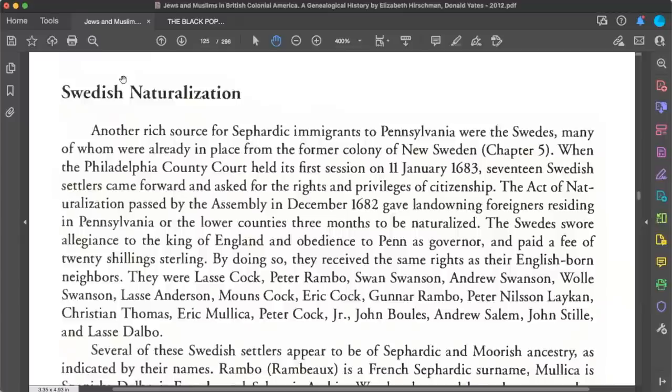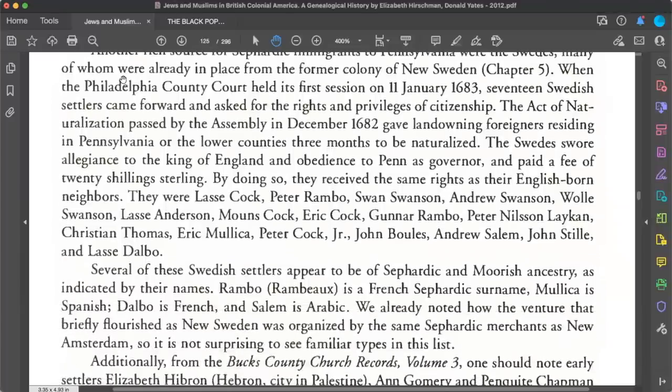When the Philadelphia County Court held its first session on January 11th, 1683, 17 Swedish settlers came forward and asked for the rights and privileges of citizenship. The Act of Naturalization passed by the Assembly in December 1682 gave landowning foreigners residing in Pennsylvania or the lower counties 3 months to be naturalized. The Swedes swore allegiance to the King of England in obedience to Penn as governor and paid a fee of 20 shillings sterling. By doing so, they received the same rights as their English-born neighbors.